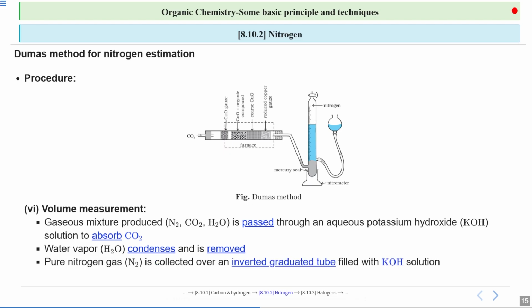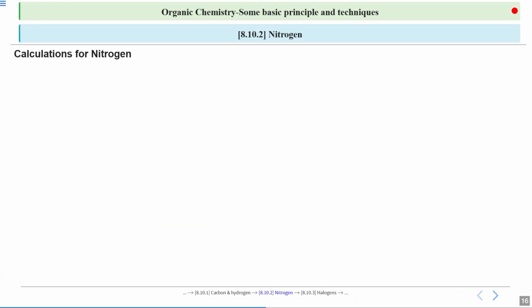Then after removing carbon dioxide and water, the pure nitrogen gas is collected over an inverted graduated tube filled with potassium hydroxide solution. So this setup allows us to trap and measure just the nitrogen gas. The use of potassium hydroxide here also prevents any remaining carbon dioxide from interfering with the measurement. Next, finally, the volume of nitrogen gas collected in the nitrometer is measured directly. So this measured volume is then used to calculate the percentage of nitrogen in the original sample. Now let us look at how to calculate the amount of nitrogen gas collected in an experiment.